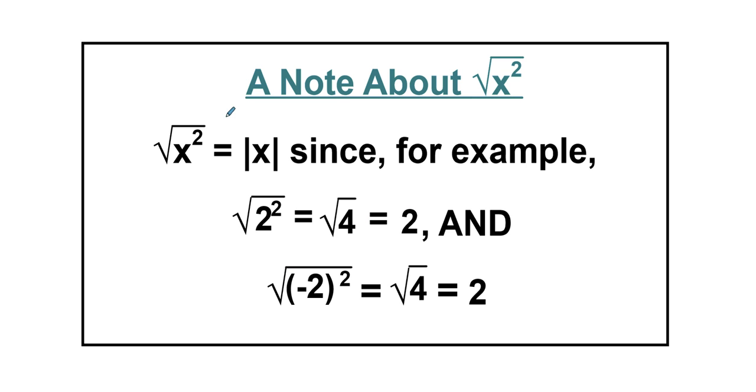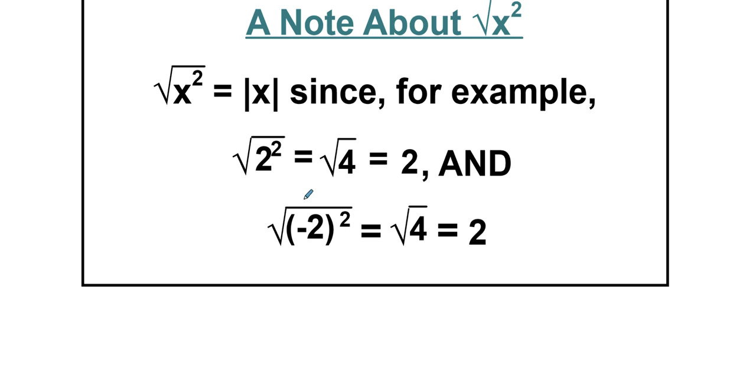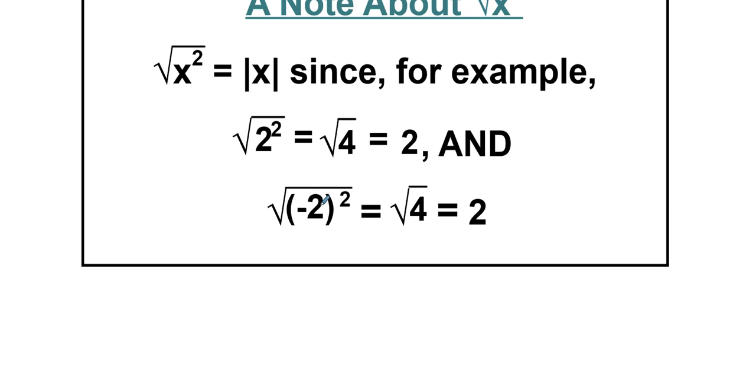All right, so before we get into it, a little bit of a note here about the square root of x squared. If you have an equation with the square root of x squared, it actually equals the absolute value of x. We're going to see that a lot in this section. And here's the reason behind it. I'll explain what I mean by this.